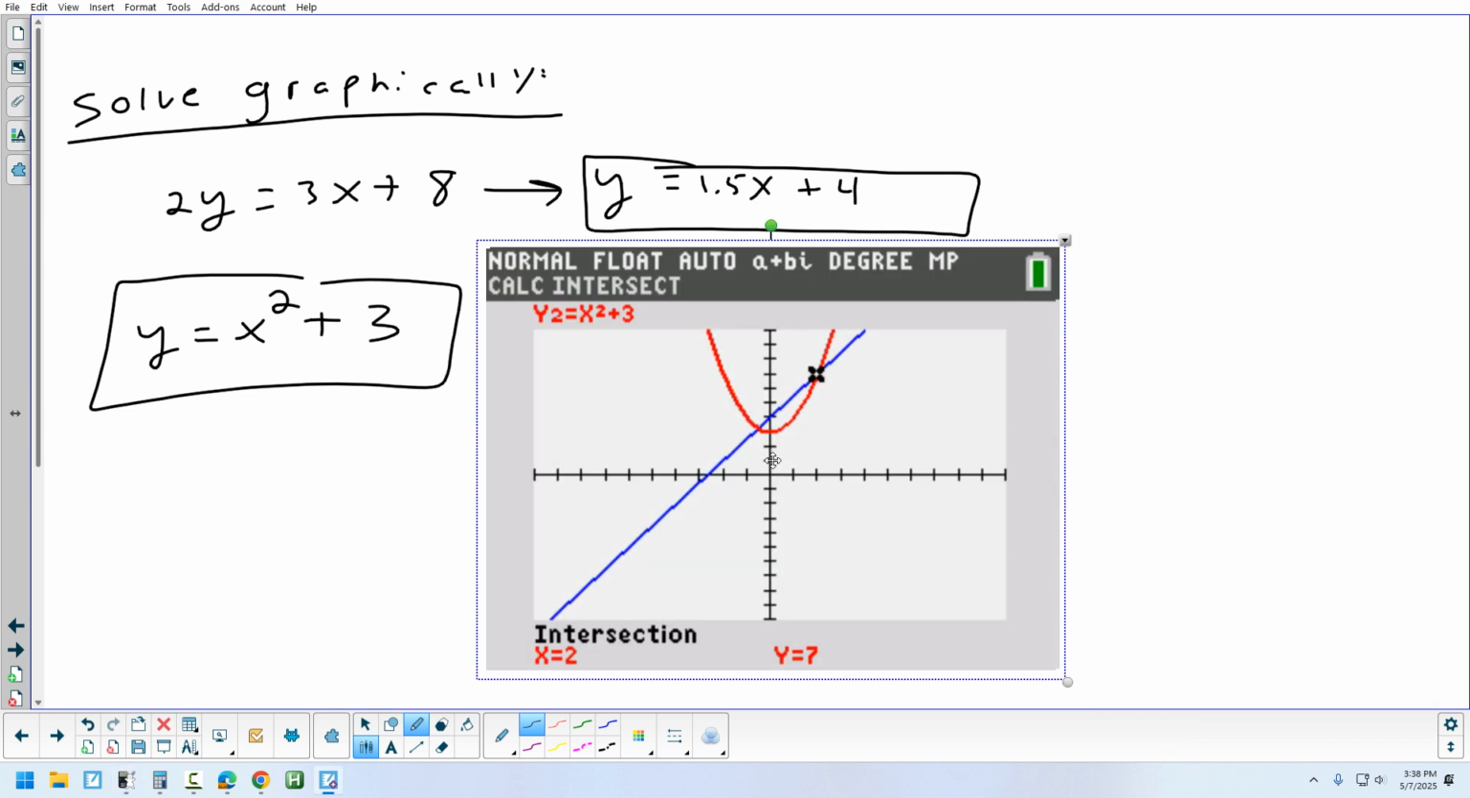2, 7. May or may not come out to nice numbers on the test. Just got lucky with the numbers I picked. It came out very nice. Okay, so any question on what you're looking for when you solve graphically?